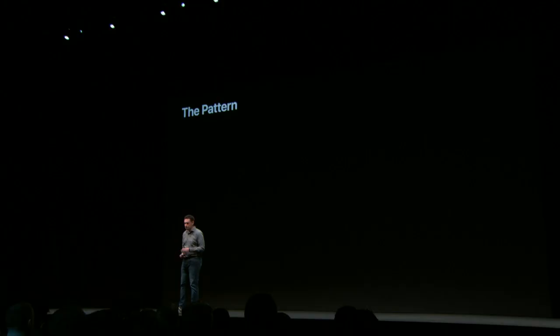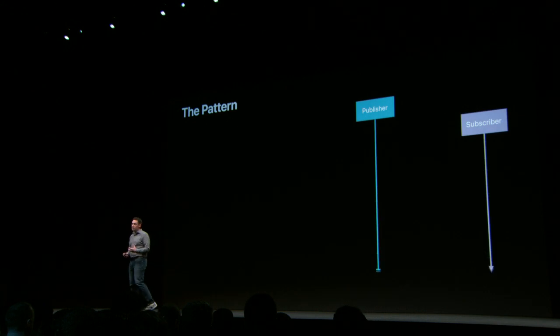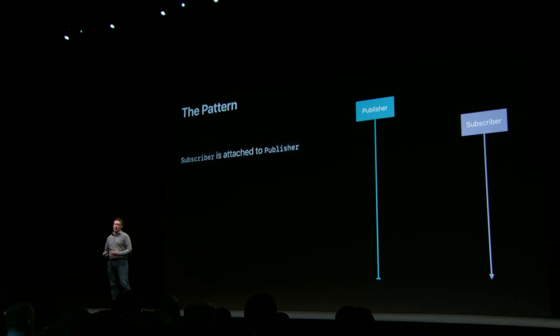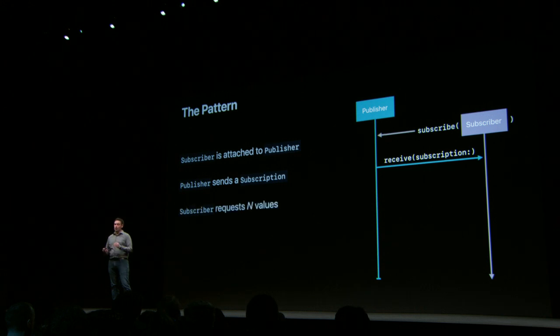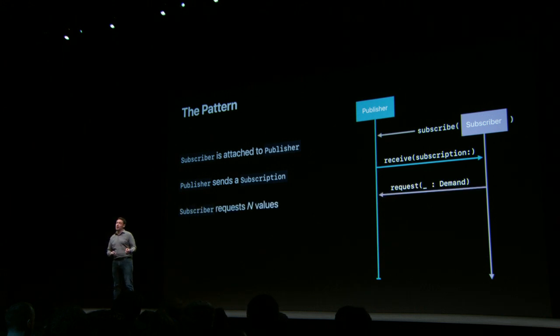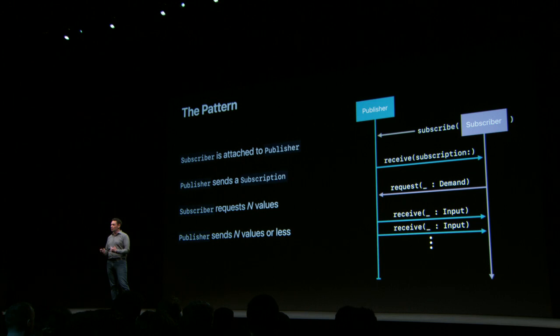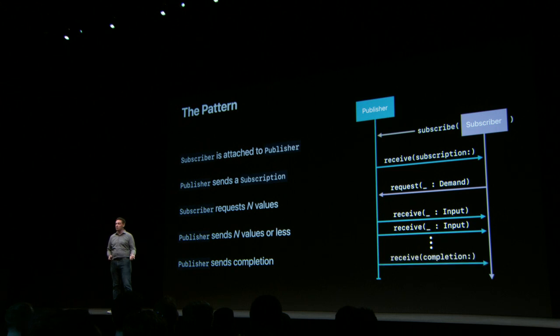Let's talk about how these fit together. So you may have some kind of controller object or other type which holds your subscriber. And that will be responsible for calling subscribe with the subscriber to the publisher, attaching it. At that point, the publisher will send a subscription to the subscriber, which the subscriber will use to make a request from the publisher for a certain number of values, or unlimited. At that point, the publisher is free to send that number of values or less to the subscriber. And again, if the publisher is finite, then it will eventually send a completion or an error. So again, one subscription, zero or more values, and a single completion.